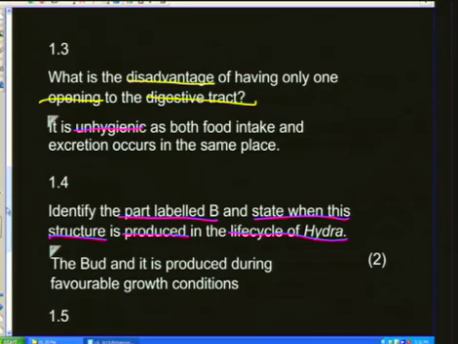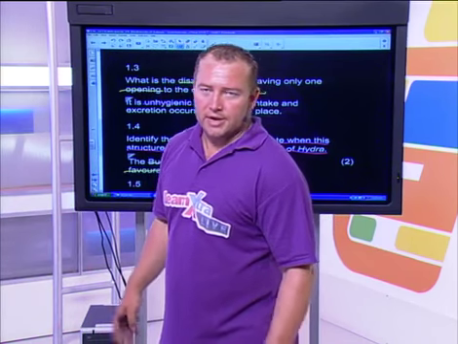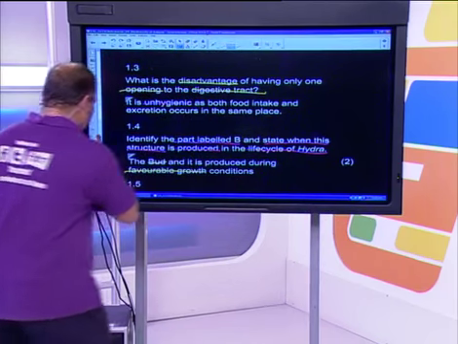It's called budding, and it's produced during favorable growing conditions. That's when everything's working. There's enough food, the water's nice. When things are favorable, everybody's happy. When things are not favorable, it's not going to happen. So that's that one.